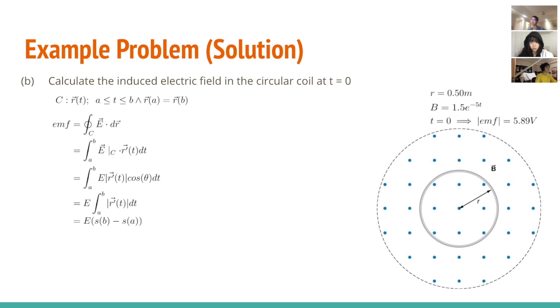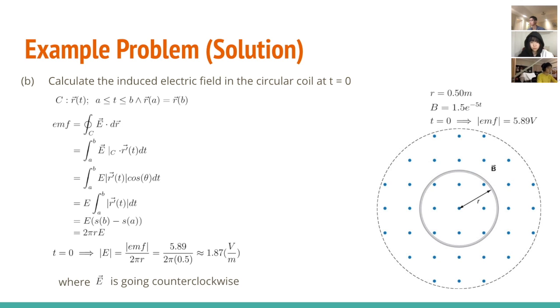So we have the electromotive force is 2 pi r E. Plugging in t equals 0, and with the results from the previous subproblem, we get that the magnitude of the electric field is 1.87 volts per meter, where the electric field is going counterclockwise, and this is due to the conservation of energy.